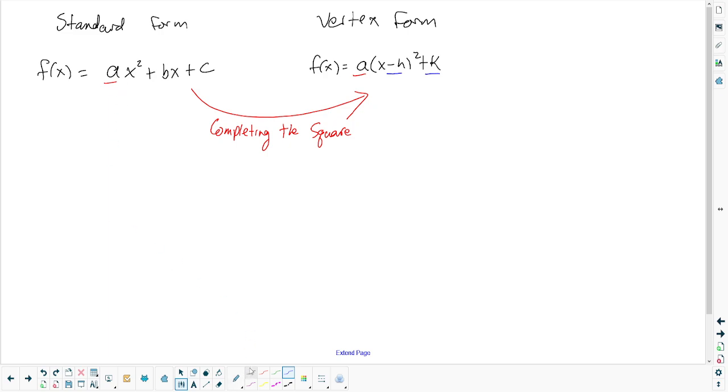So let's just look at an example. So this is example 2. The textbook would say complete the square. What we're going to do is we're just going to convert to vertex form.